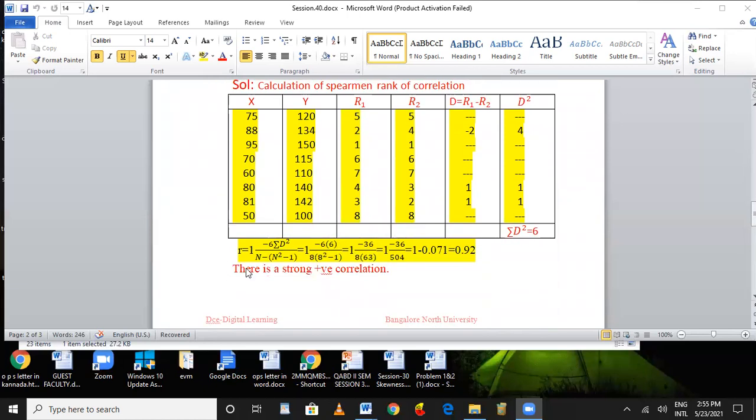Then we have to apply the formula. R means rank correlation. Rank correlation is equal to 1 minus 6 sigma D square divided by n cube minus n. Here we substitute the values: 1 minus 6 sigma D square, which is 36, so that we get 0.92. There is a strong positive correlation, as the rank correlation is 0.92.